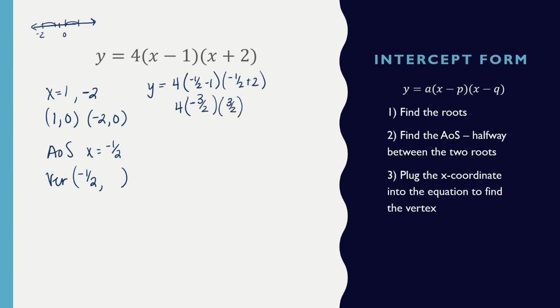Notice that these are the same. That should happen because a parabola is symmetric. That means that the roots are going to be the same distance from that center point, which means that your two parentheses are always going to be the same number, just opposites. Okay?